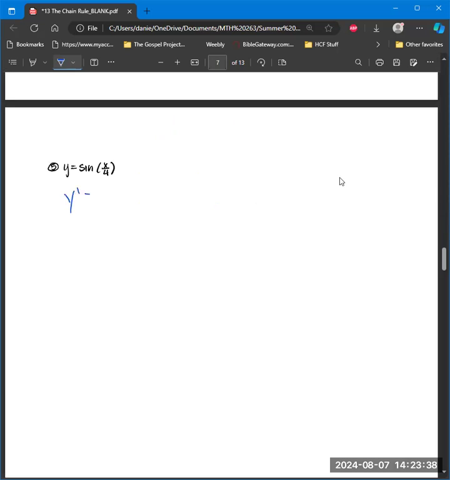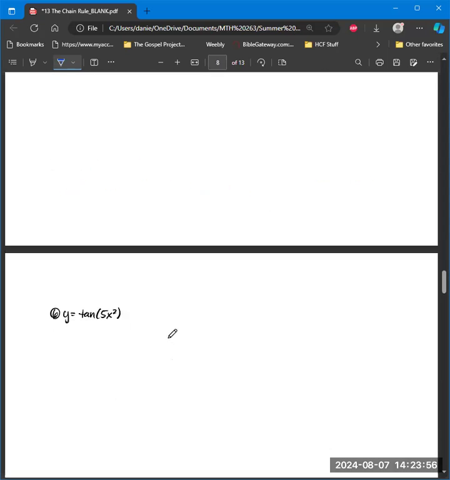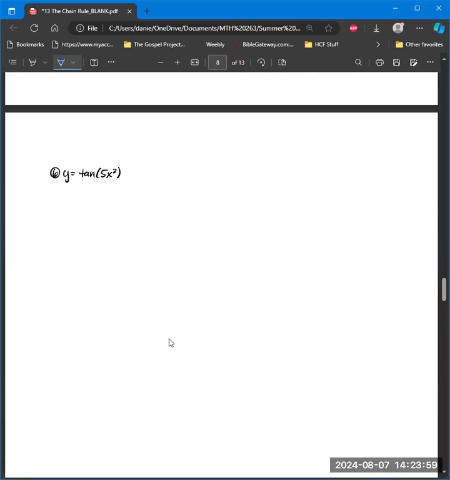Now we have y prime equals the derivative of the outer function, leave the inner function alone, times the derivative of the inner function. Like that. We're going to take the derivative of the outer function, leaving the inner function alone, times the derivative of the inner function. Like so.